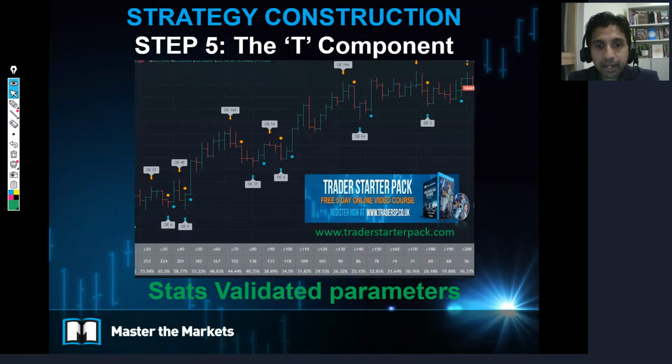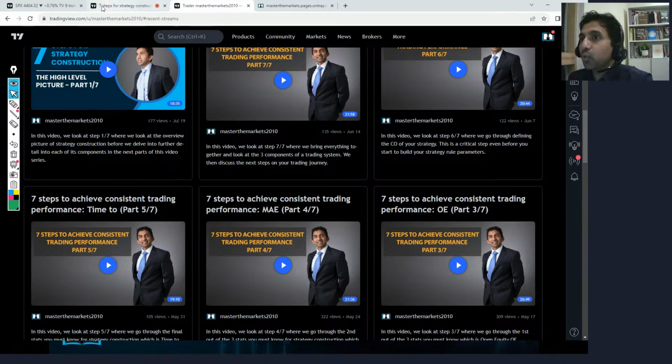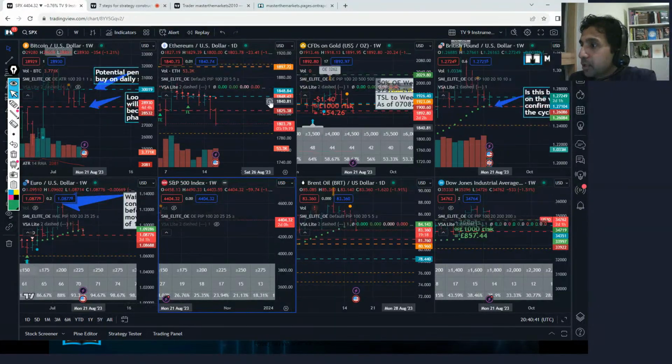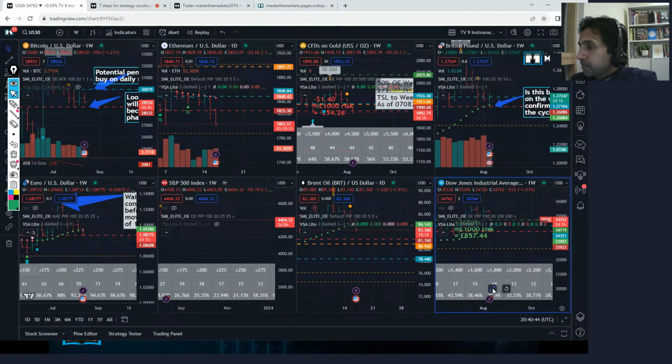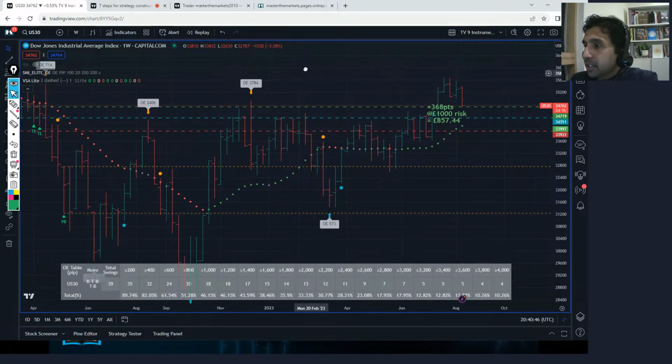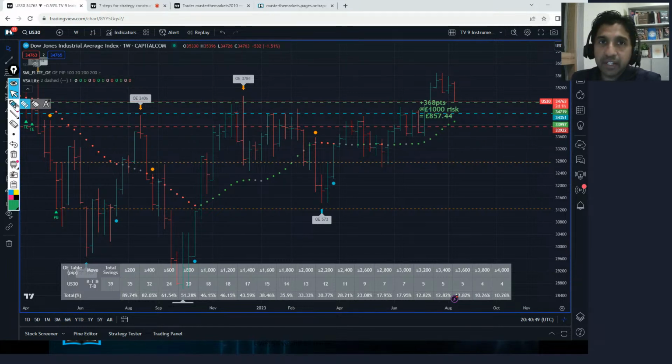Now, coming back, let me go back to the TradingView charts once again, traders. So over here, let me show you some of the stuff on weekly. Let me take the Dow Jones. Now, what are all the stats validated parameters I'm talking about? Over here, we got a stats table. What I talked about is point of entry, is it not, traders?